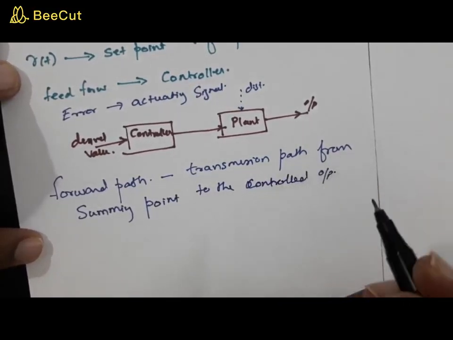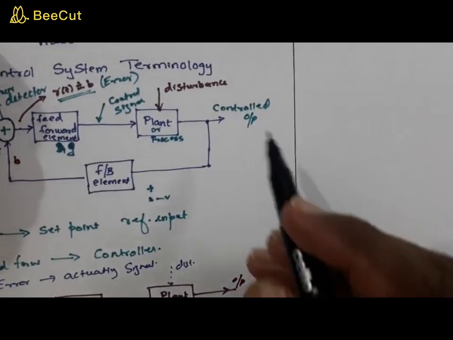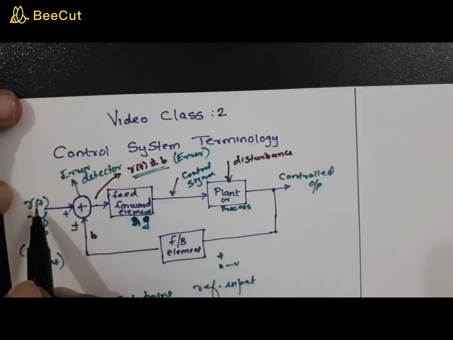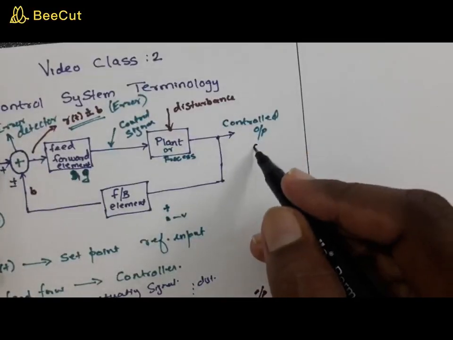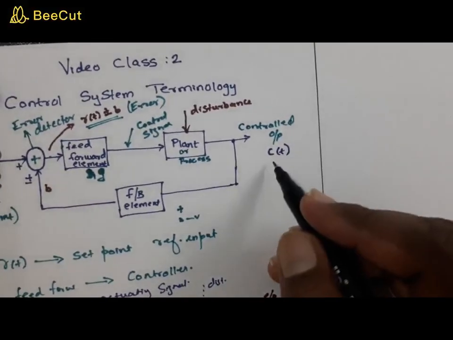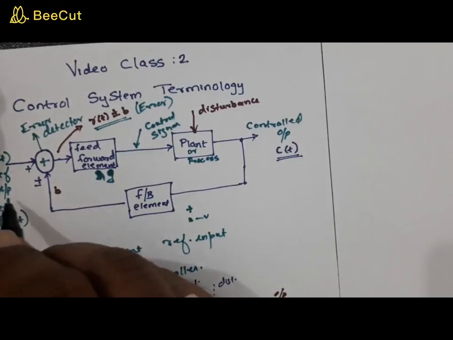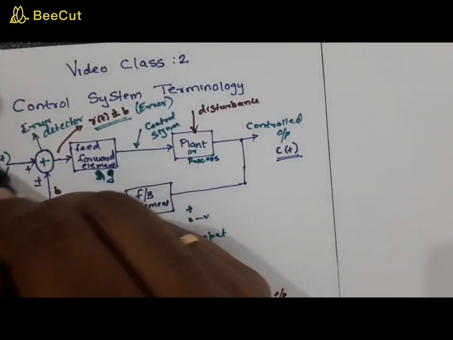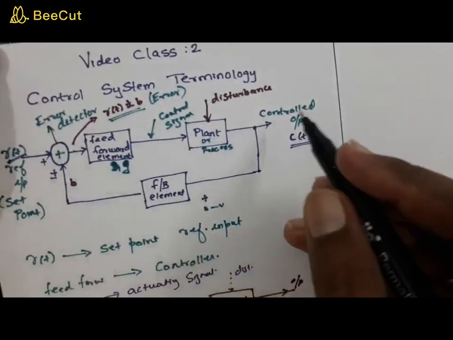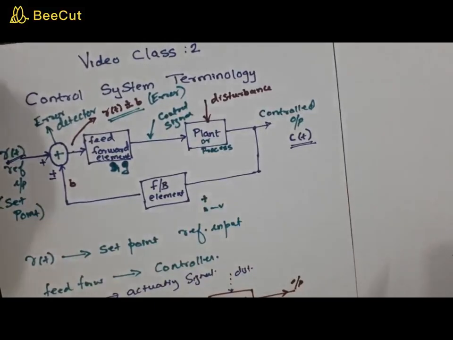Meantime, I forgot to write this. I mentioned the reference point to be R of t, while this controlled output is usually represented as C of t. So in our course, we will be using these two functions: R of t for the set point, and C of t for the controlled output.